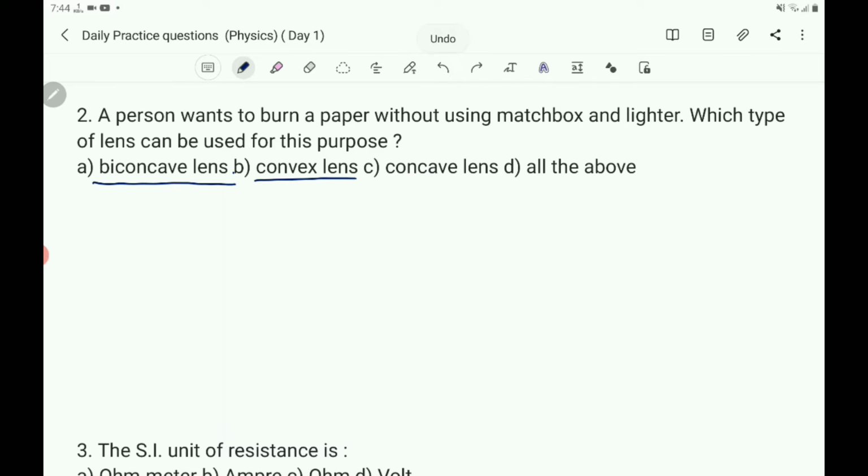You know that convex lens is the converging lens which converges all the refracted rays at a point. So here the convex lens is which can be used for the purpose of burning a paper. So write the answer B, that is convex lens.